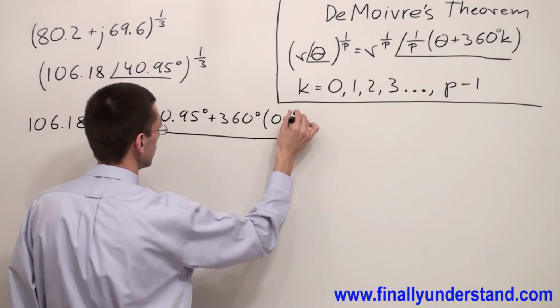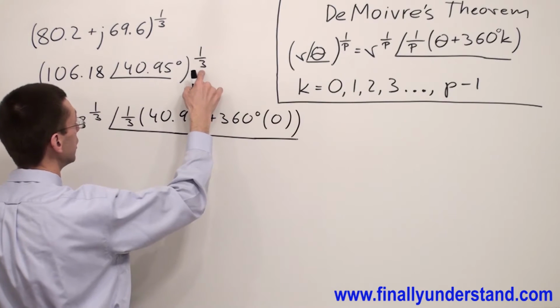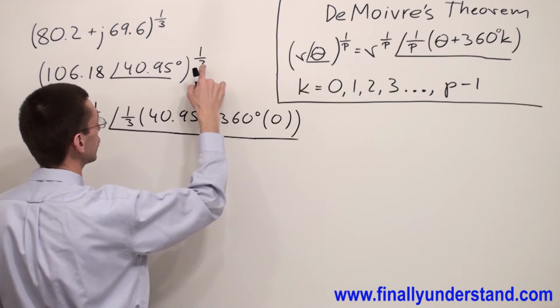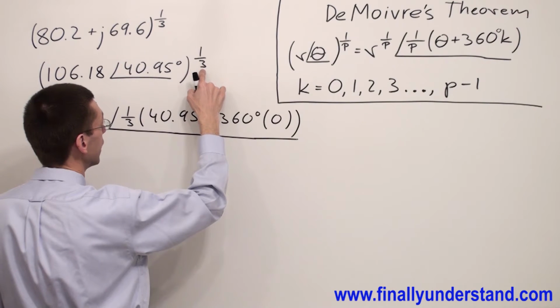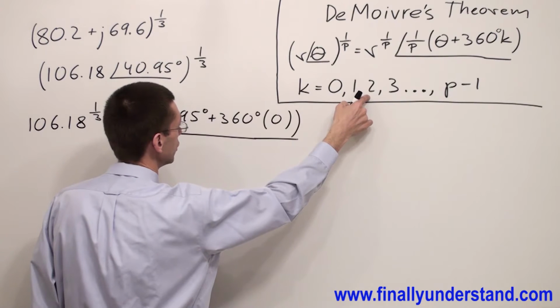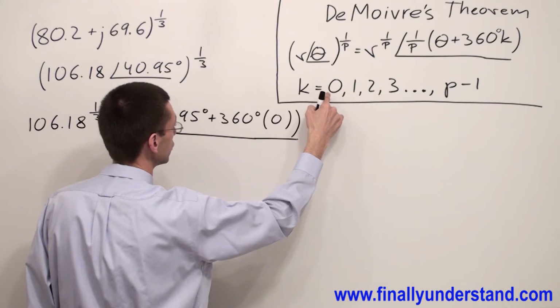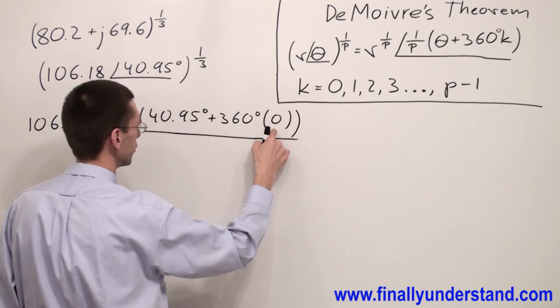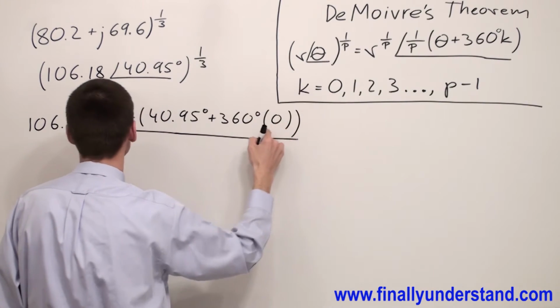Let me remind you, if you want to find the maximum value of k, you're supposed to subtract 1 from 3. If you subtract 1 from 3, you will get 2. So the values of k are supposed to be 0, 1, 2. I have the first value, 0, over here.